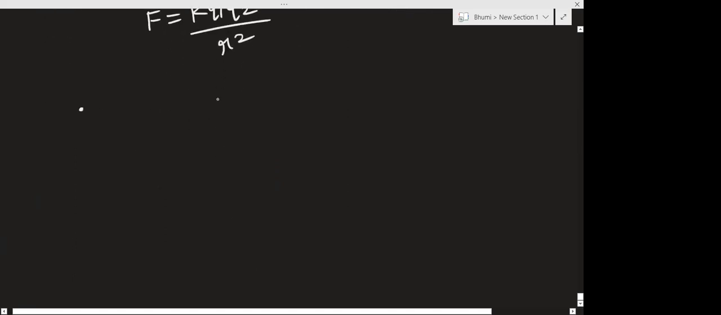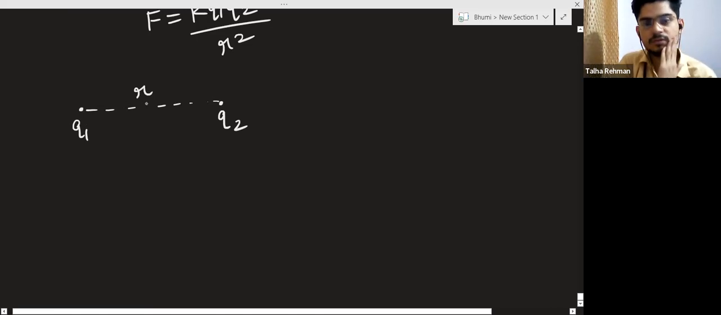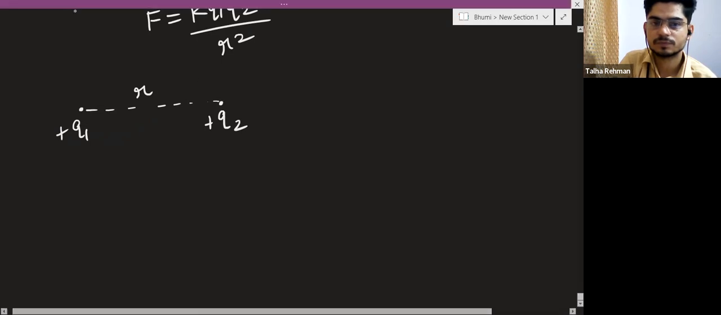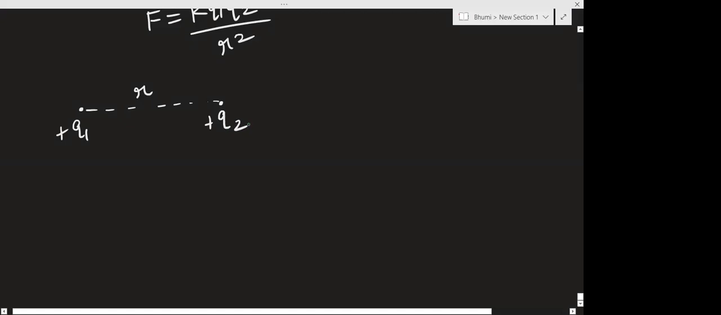Now here are two charges. Here is Q1, here is Q2, and they are separated by distance r. They both are positive charges. So at this point, what is the direction of force? In this direction or in this direction?